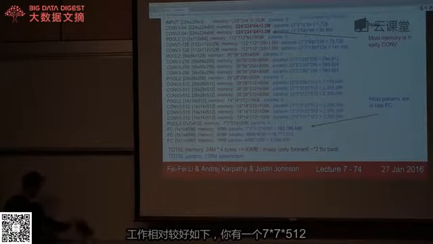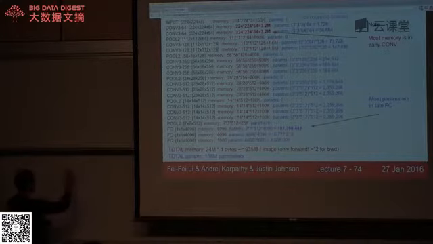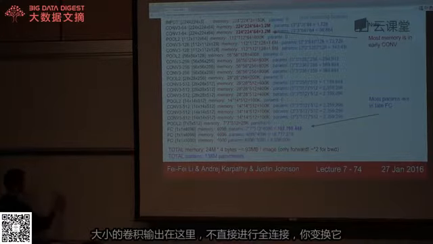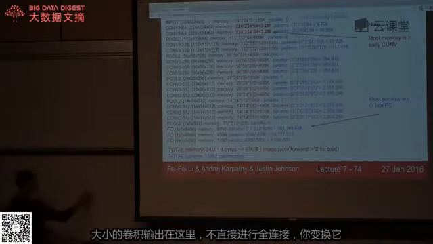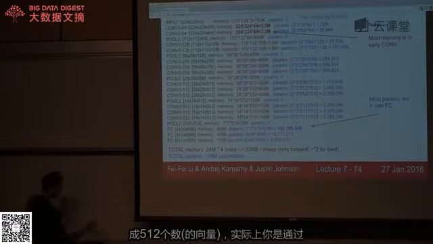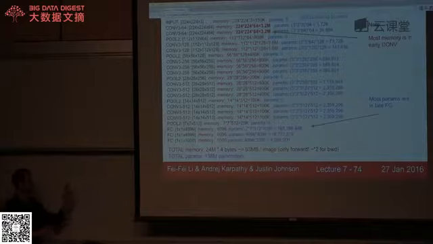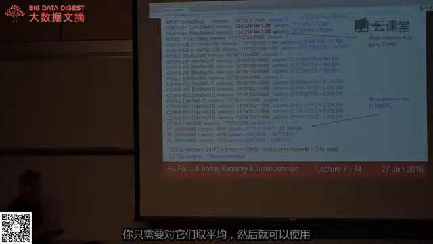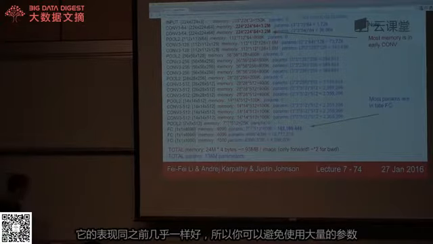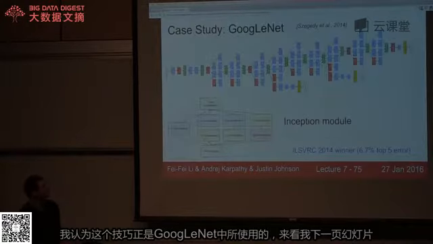But what works relatively well is the following. You have a 7 by 7 by 512 volume at this point, and instead of doing fully connected on this, you transform this into a single column of just 512 numbers. And you do that by doing average pooling across the full thing. So every single number in the output is a result of averaging 49 numbers in here. So you take those activations and average across, and you can use that instead, and it works almost as well. So you can save yourself a lot of parameters. That's a trick that I think they actually used in GoogleNet, which is my next slide.